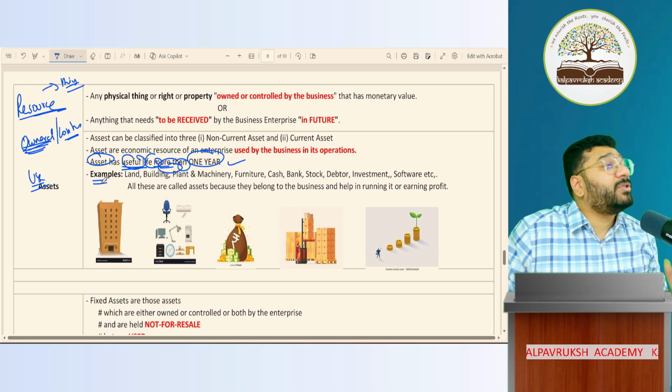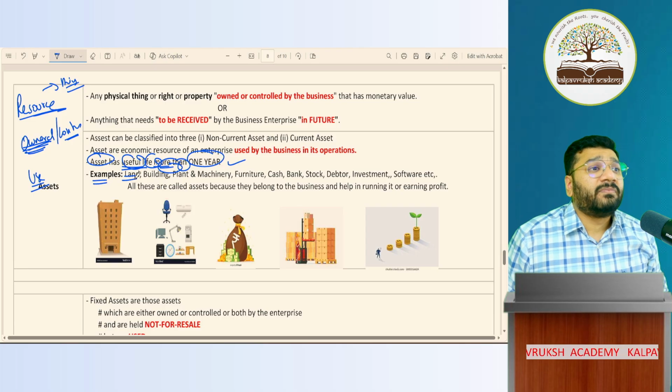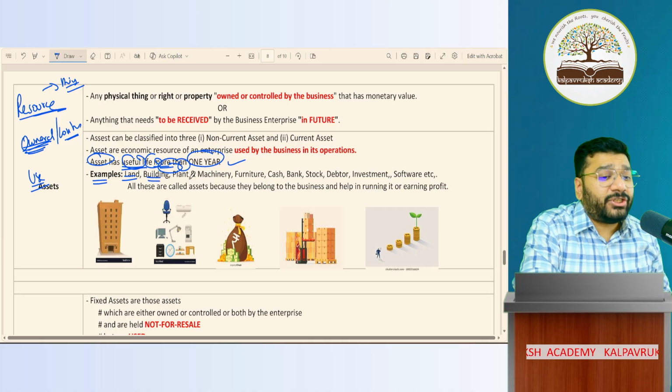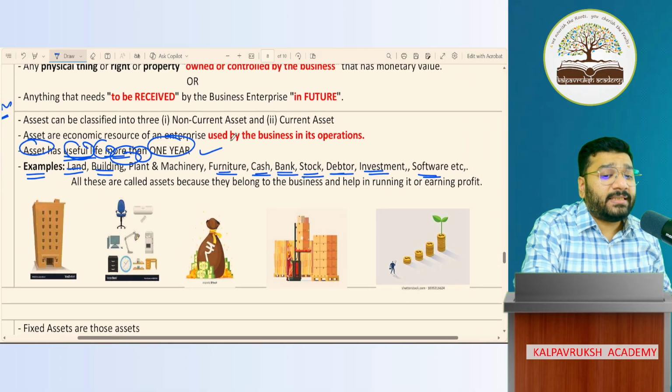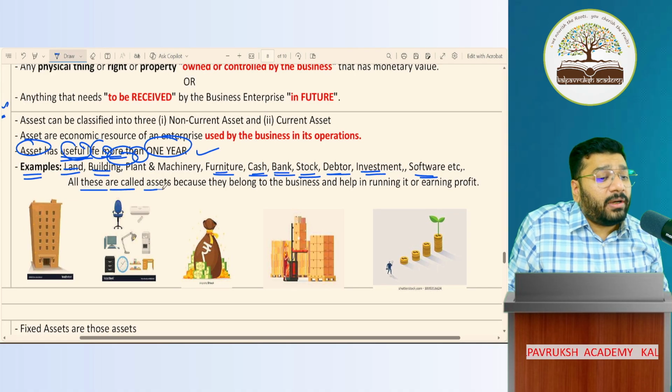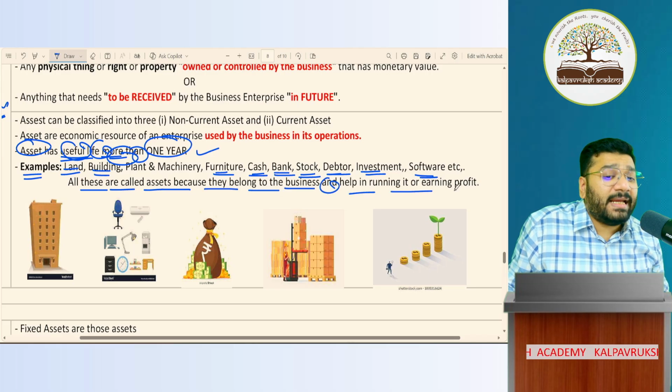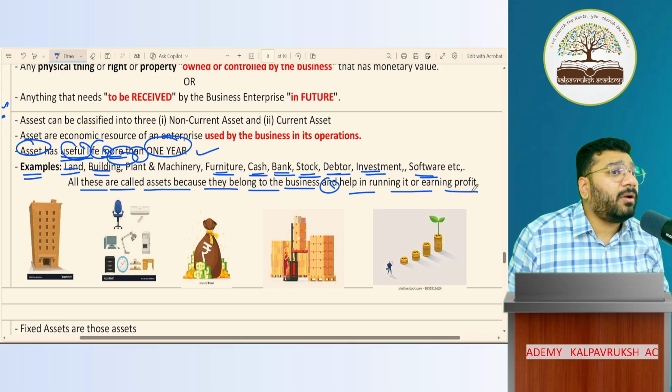Examples of assets. What are the various examples of asset? Land, building, plant and machinery, furniture, cash, bank, stock, debtor, investment, software, etc. All these are called assets because they belong to the business and help it in running the business and earning profit out of it. Got it? Not got it?